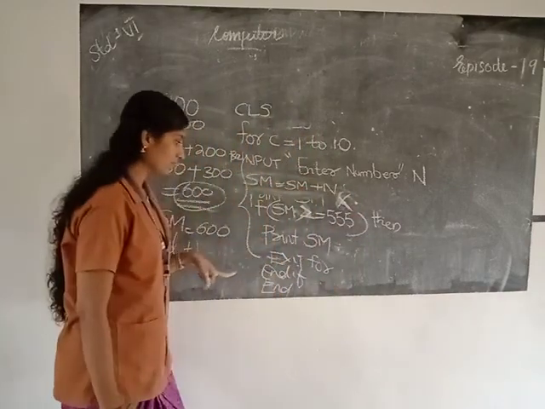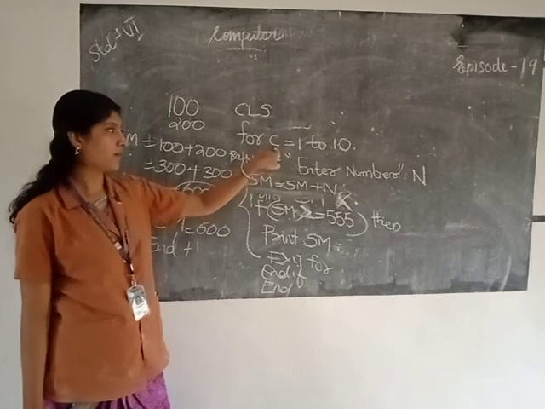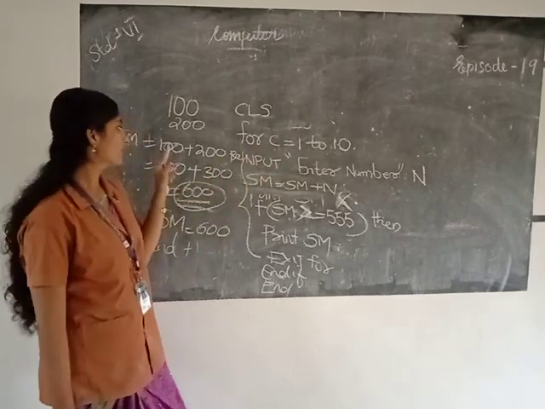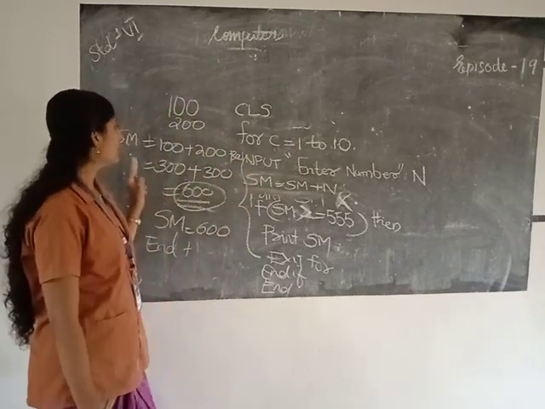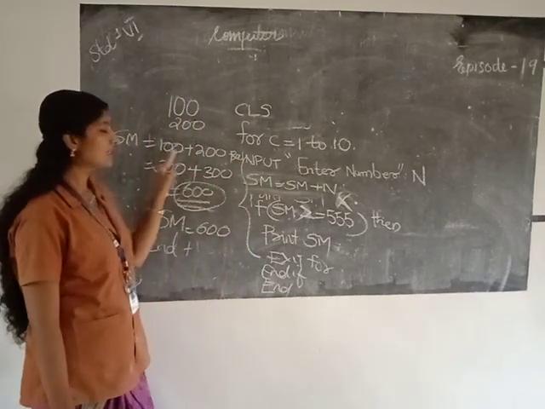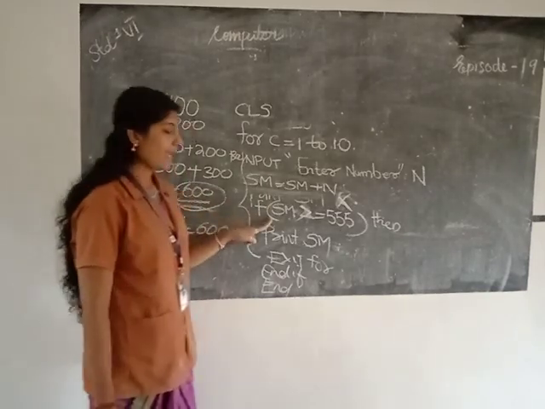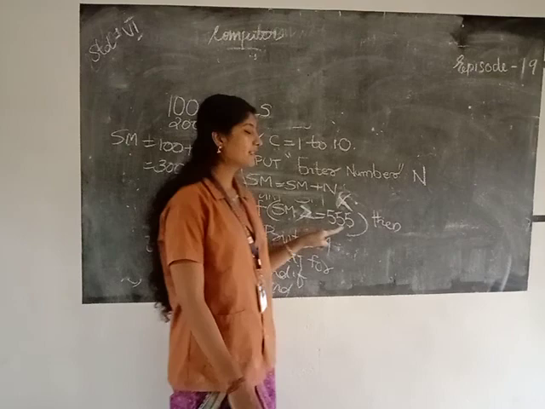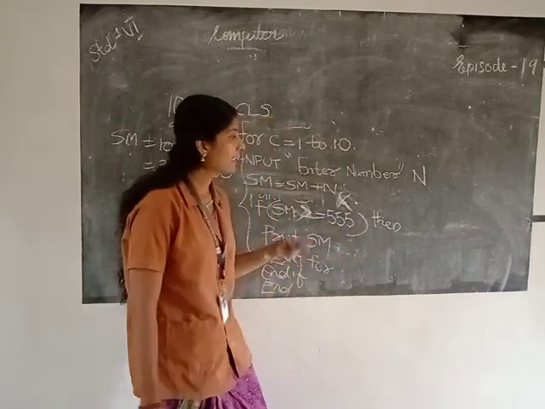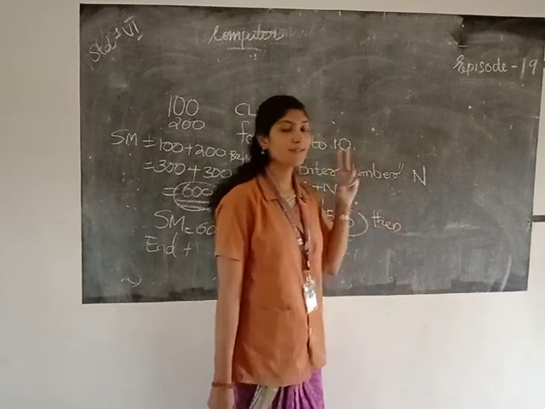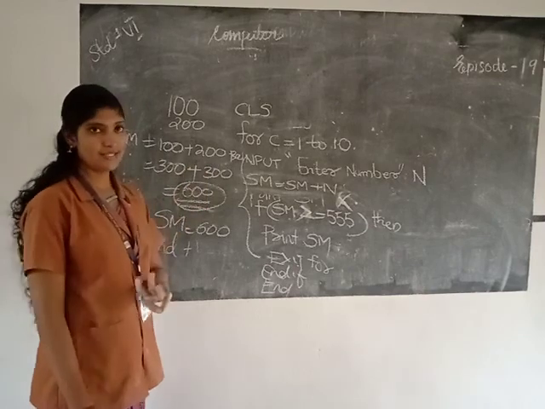So we have to increment the value of counter by 1. So the counter value is equal to 2. Again we have to input another value, that is 200. Now the value of sum is 100 plus 200 is equal to 300. So again check the condition. 300 greater than or equal to 555? The condition is false. Then again increment the counter by 1. So the counter value is 3.